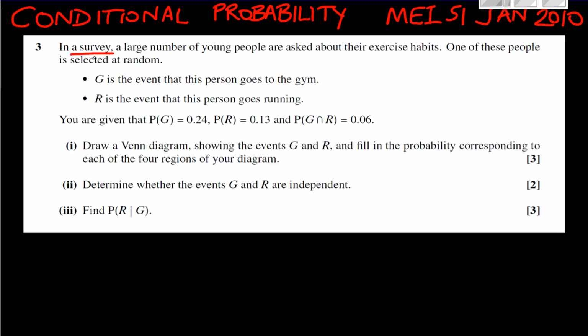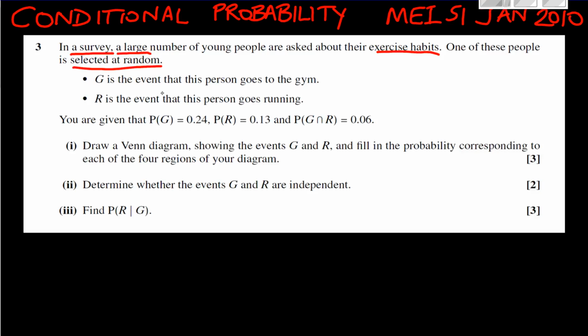In a survey, a large number of young people are asked about their exercise habits. One of these people will be selected at random. So that's our equal chance of 1 out of however many, 1,000 or whatever, with these probabilities. So we're just going to use the probabilities they give.